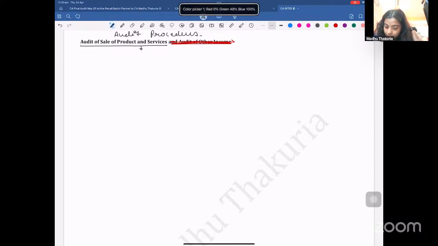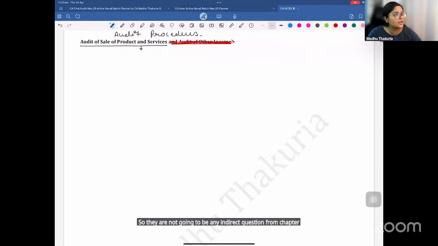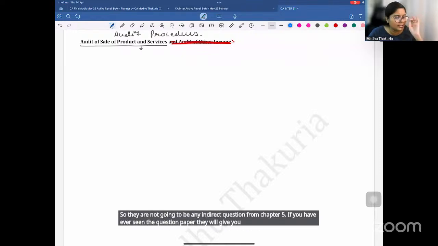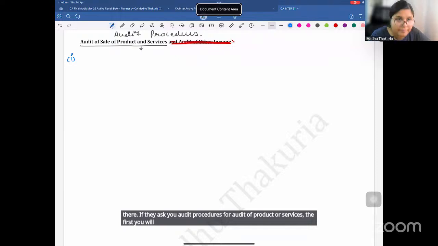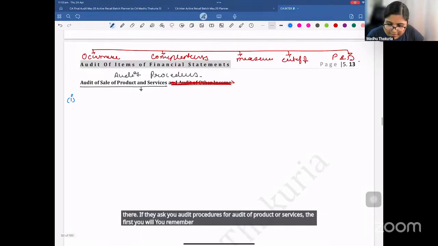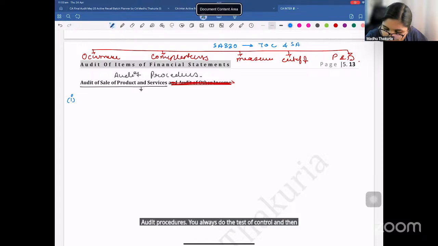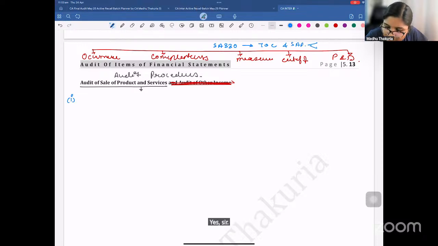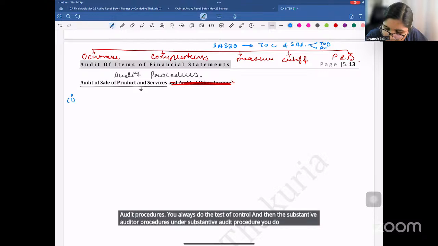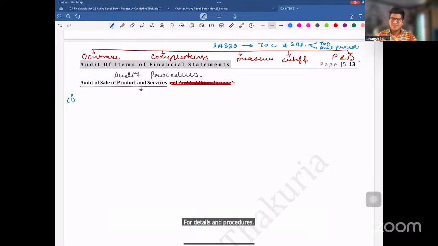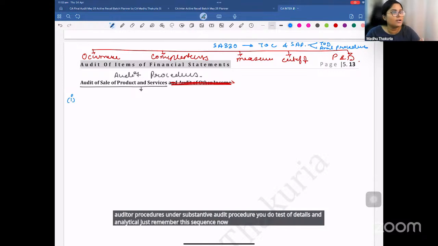There are not going to be any indirect questions from chapter 5. If you have ever seen the question paper, they will give you a very direct question. If they ask you audit procedures for audit of products or services, first you will, do you remember SA 330 audit procedures? You always do the test of controls and then the substantive audit procedures. Under substantive audit procedures, you do test of details and analytical procedures. Just remember this sequence. Everything will fall into one of these three: TOC, TOD, and analytical procedures.